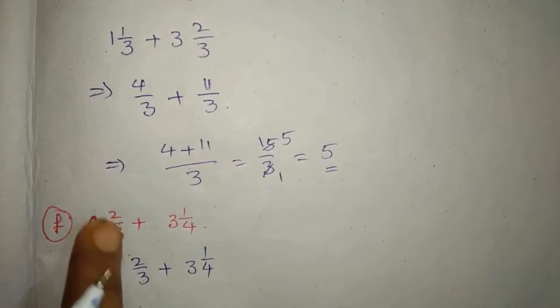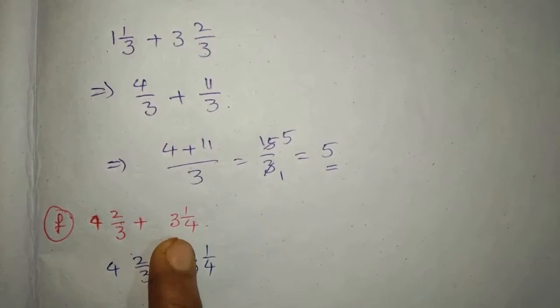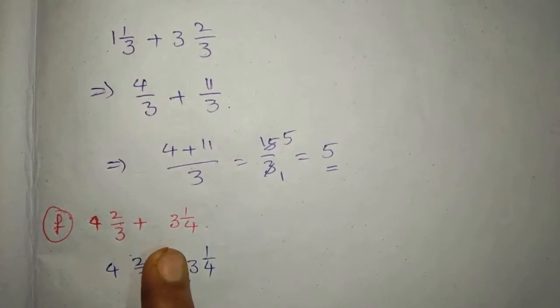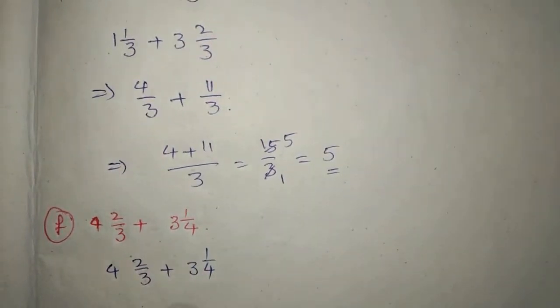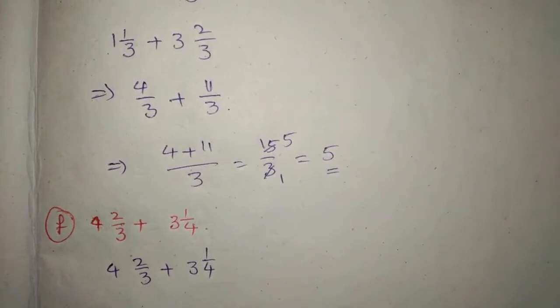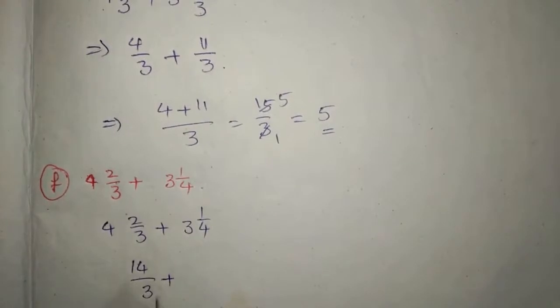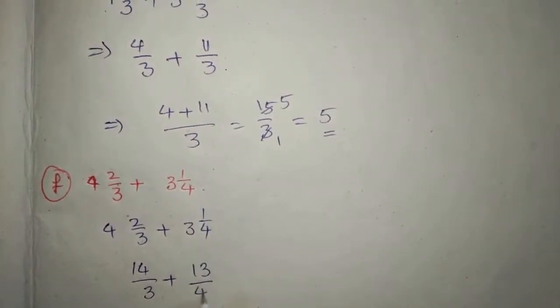So now 4 2 by 3 plus 3 1 by 4. So here also they are mixed fractions. So first we convert them into improper fractions, then we can add them. So let us first convert the given mixed fractions into improper fractions. So first 3 4s are 12, 12 plus 2, 14 by 3, plus 4 3s are 12, 12 plus 1, 13, 13 by 4.